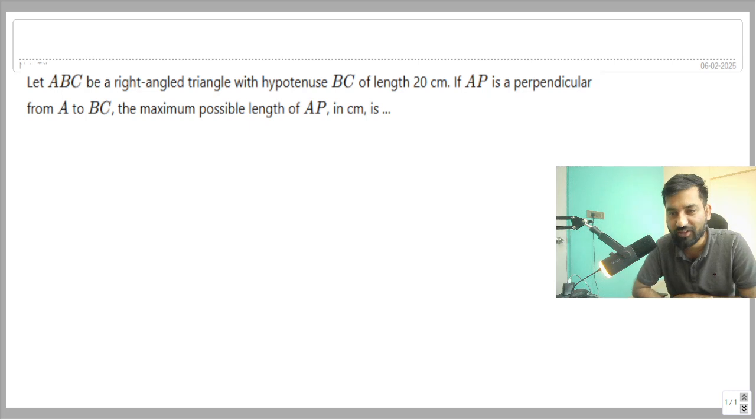Let's see what the problem statement is. Let ABC be a right angle triangle with hypotenuse BC of length 20 centimeters. So they have given the largest side, that is 20 centimeters. If AP is a perpendicular from A to BC, they are asking for the maximum possible length of AP in centimeters. This kind of problem is based on optimization, where you have to maximize the length of AP. I hope this makes sense, right?